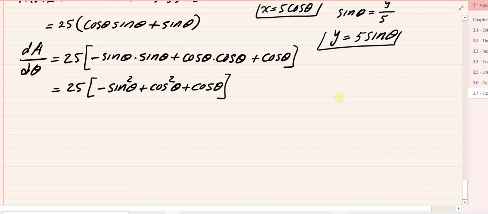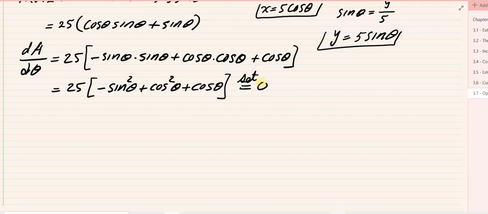Now, remember, to find critical numbers of this, we need to set it equal to 0 or places where it's undefined. Well, sine, cosine are both defined over all real numbers, right? So the derivative will always be defined. We just need to find the critical numbers of it. And to do that, we are about to set it equal to 0. Now, usually we simplify the derivatives, right? So when we solve the equation, it's easy to solve.